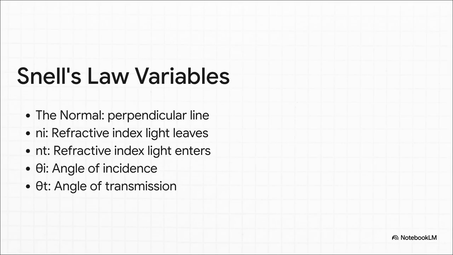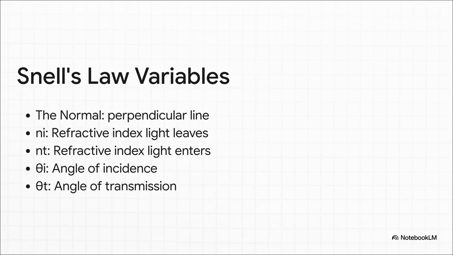Let's break down every single variable here step by step, because misidentifying these is a classic board trap. First up, we have the normal. The normal is an imaginary reference line drawn perfectly perpendicular to the surface of the interface. This is absolutely critical, guys. All of our angles are measured relative to the normal, not relative to the surface of the cornea or the material itself. Do not confuse this on test day.